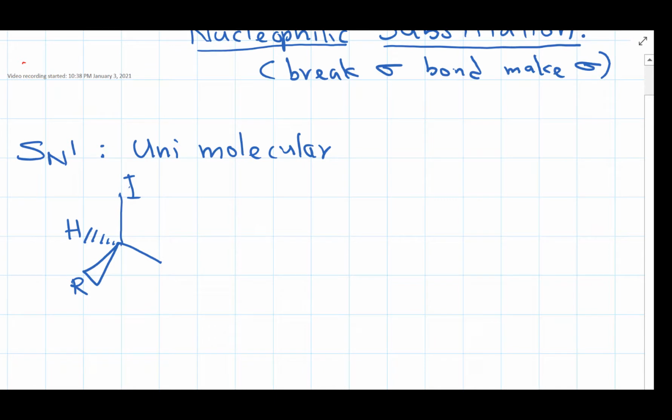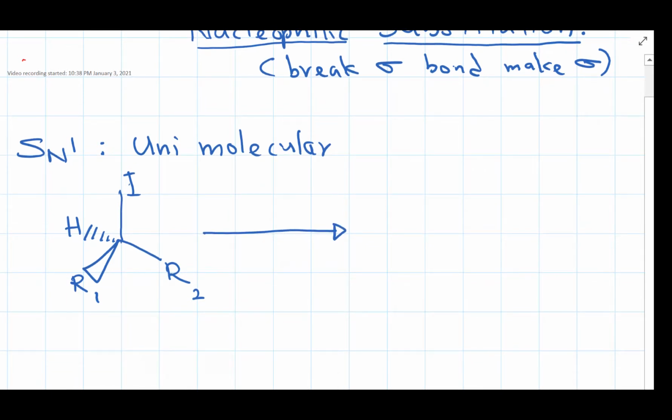Now let's see what we can react this with. I put R1 and R2 just to show they're different, so it might be a methyl group and an ethyl group. When the reaction takes place, this is what happens. Let's say we use HOH, which is water. The water is considered a weak nucleophile. Why? Water has lone pairs to give away to make a bond, but it doesn't have charges.